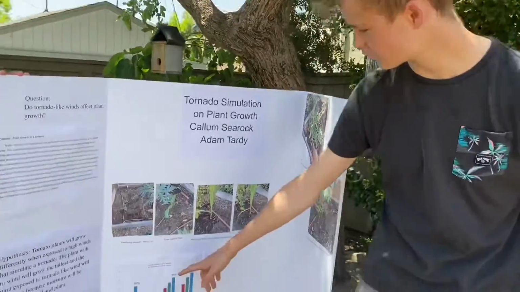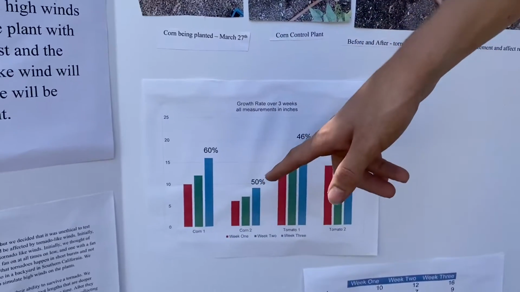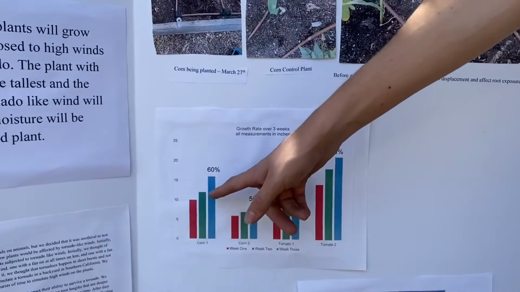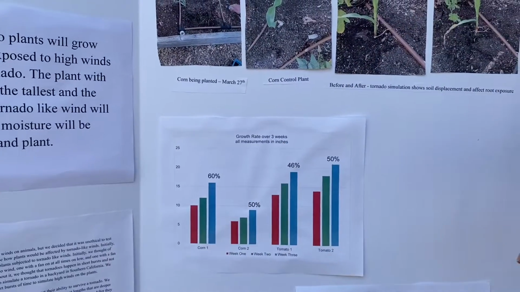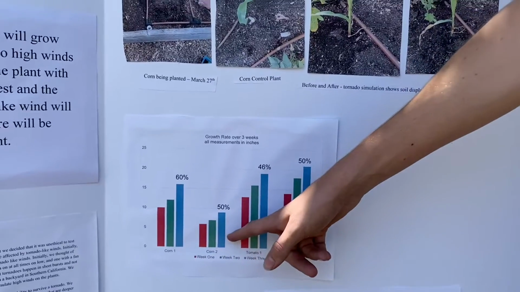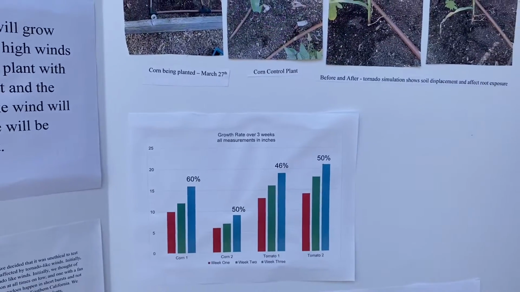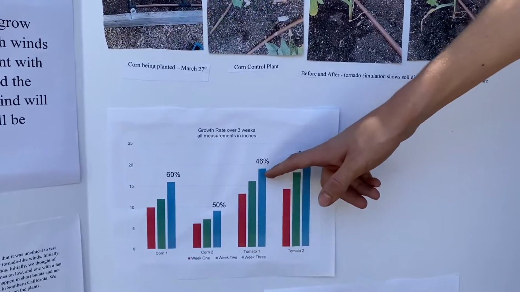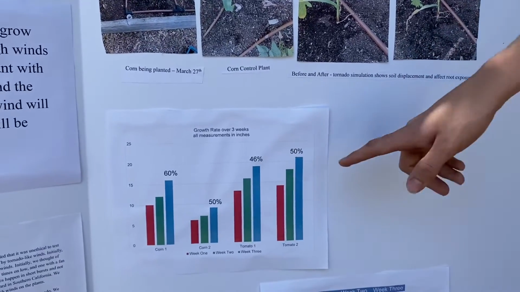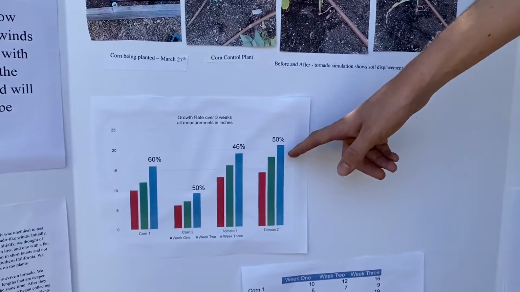You can see the growth rate over the 3 weeks, and the different colors represent each week. And as you can see, the control corn is growing at a steady rate of about 10%, or 5% rather, and the corn that was exposed to wind has 10% less growth rate. And the tomato has almost the exact same growth rate as the corn that was exposed to the wind, and the other tomato has the exact growth rate of the corn that was exposed to the wind.